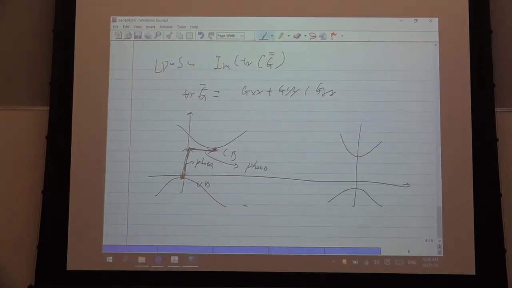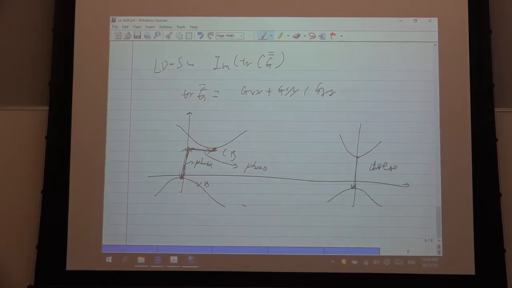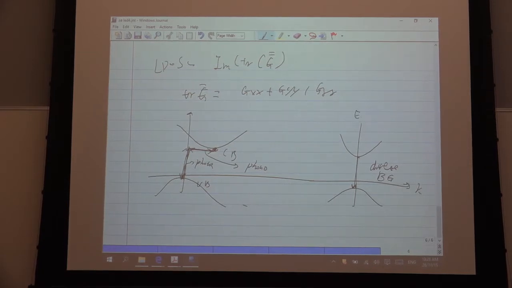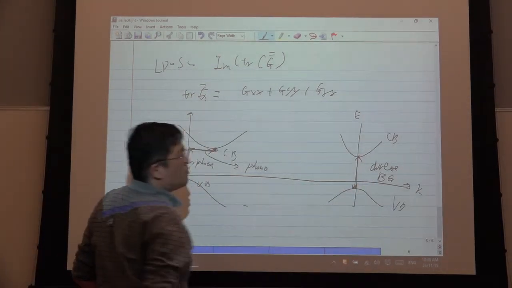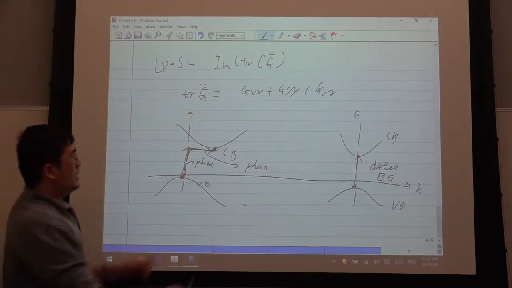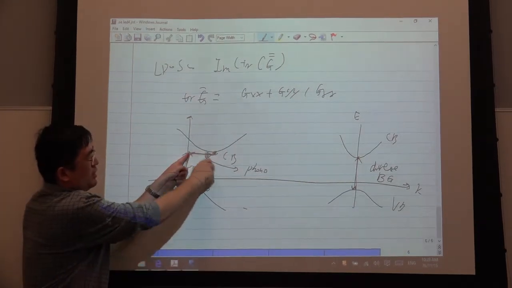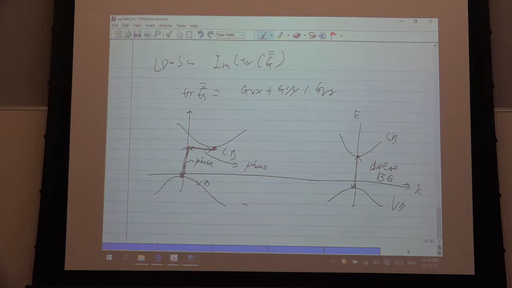This is a direct band gap. This is the conduction band. This is the valence band. So when the electron and the hole recombine, they emit a photon instead of producing heat, which would be the phonon part. So this is why people use a direct band gap.